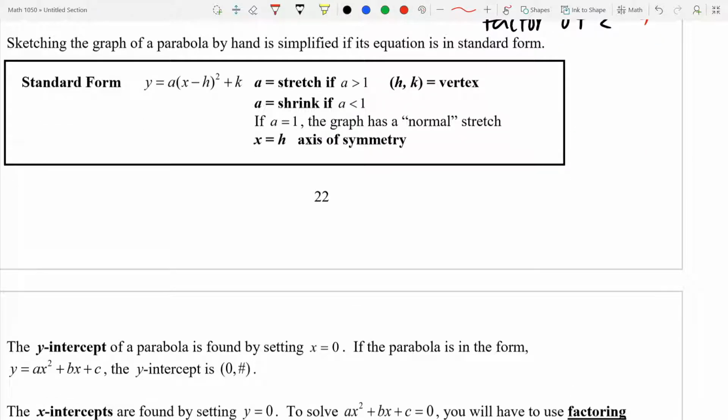All right, standard form, we already talked about this. You guys know that A is a stretch or a shrink. We already talked about when it's a stretch and when it's a shrink. Axis of symmetry, we talked about the fact that it's x equals h, and the vertex is hk. Okay?